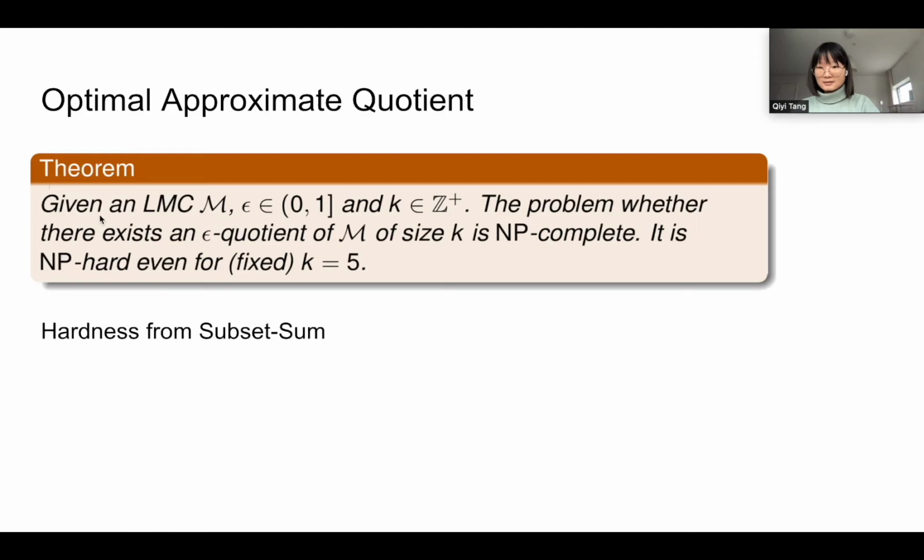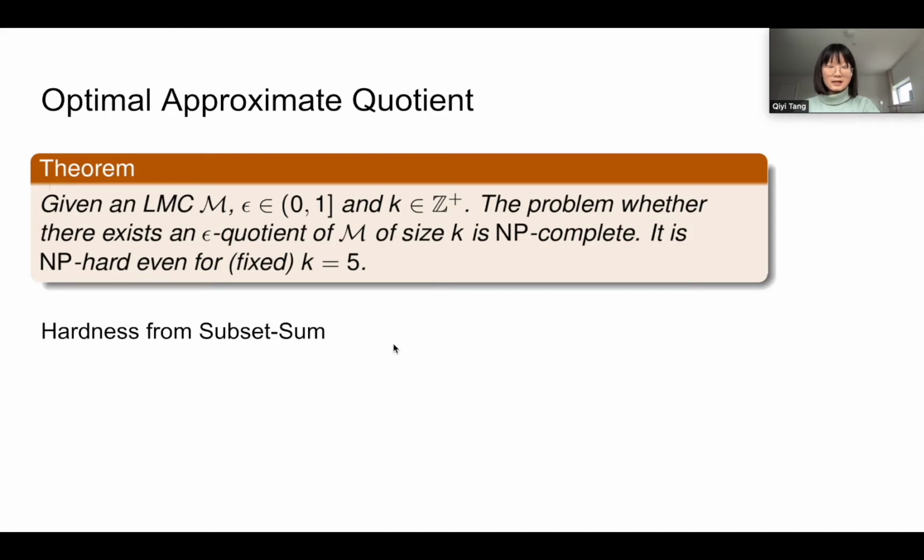And as this next theorem suggests, it is unlikely that we can have an efficient algorithm, a polynomial algorithm, to compute such optimal approximate quotient. The theorem states: given an LMC M, epsilon, and a positive integer k, the decision problem of whether there exists an epsilon quotient of M of size k is NP complete. It is NP hard even for a fixed k of 5, and the hardness is from the subset sum problem.